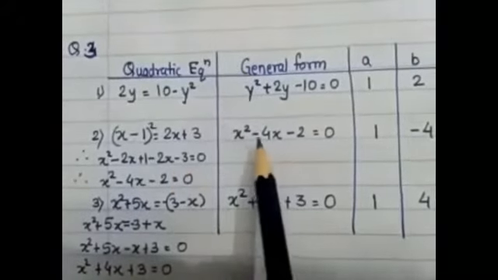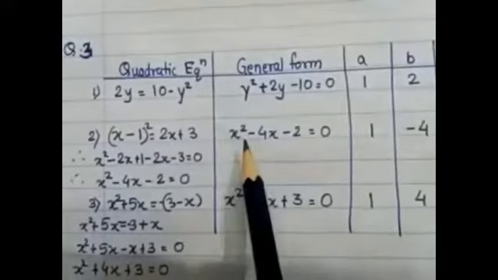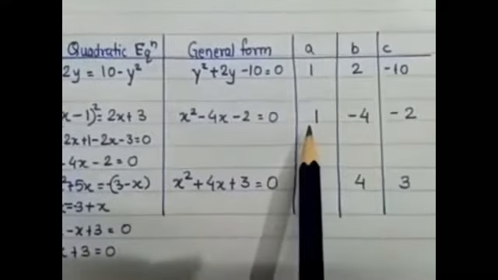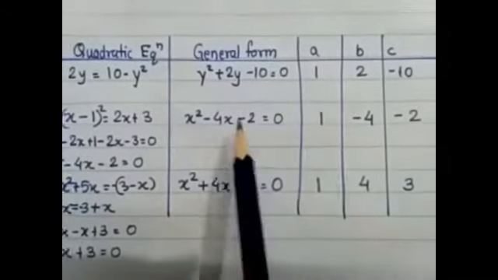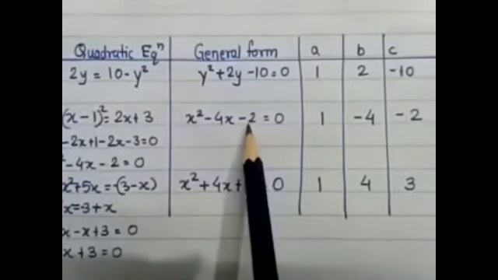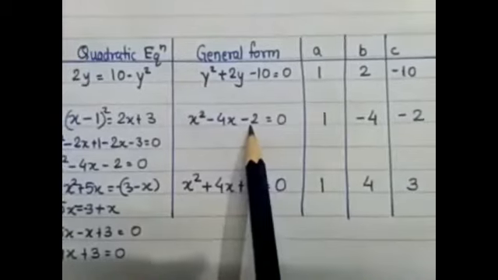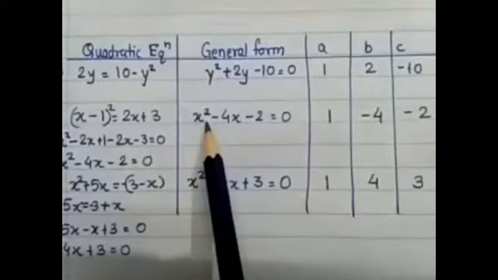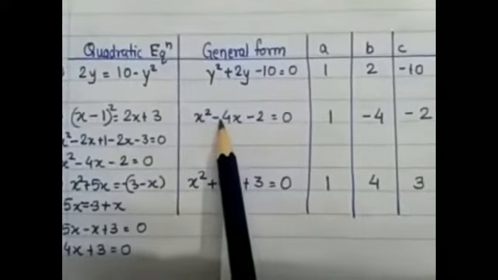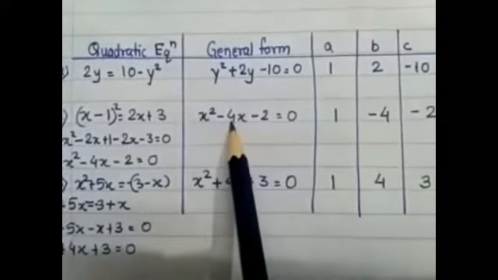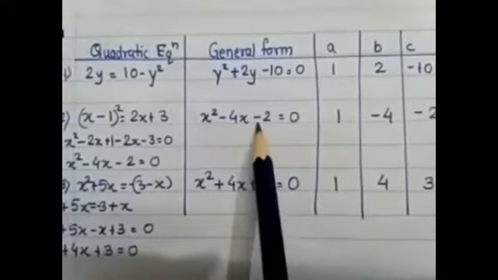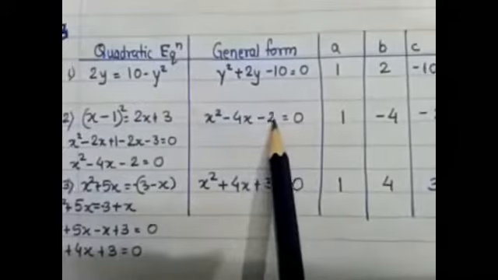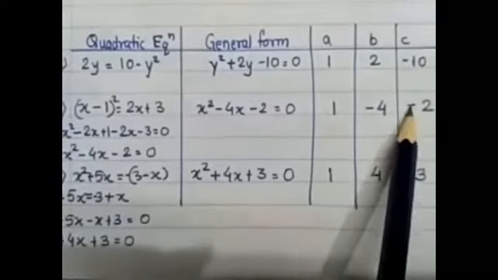By solving, we get this general equation: x square minus 4x minus 2 is equal to 0. So a is how much? 1. b is how much here? Minus 4. And c is how much? Minus 2. According to the general form, there should be a plus sign. So if you put plus here, the minus goes into the bracket. So the value of b becomes minus 4, and likewise for c, if you put plus, it goes in the bracket and becomes minus 2. So c's value is minus 2.